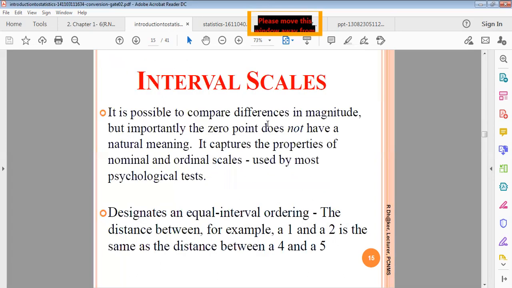Now interval scale. Interval means intervals will be equal. It is possible to compare differences in magnitudes, but importantly, the zero point does not have a natural meaning. You must know zero does not have a natural meaning. It captures the properties of nominal and ordinal scales and is used by most psychological tests. Designated in equal interval ordering, the distance between, for example, A1 and A2 is the same as the distance between A4 and A5. That means their interval: 2 minus 1, what? 1. 5 minus 4, what? 1. That means intervals are equal. And this is called the interval scale.